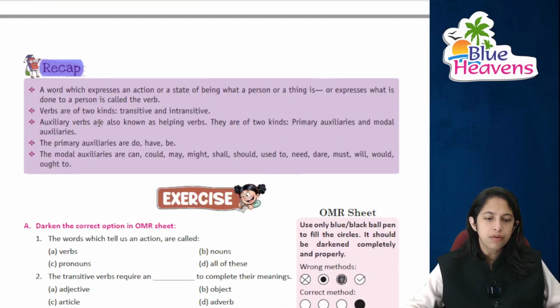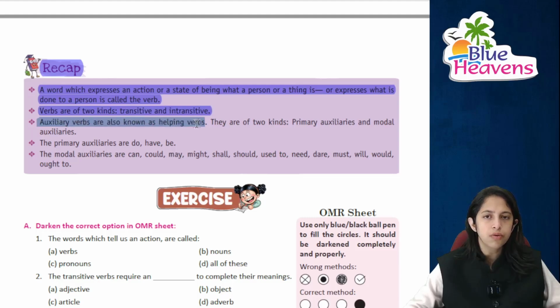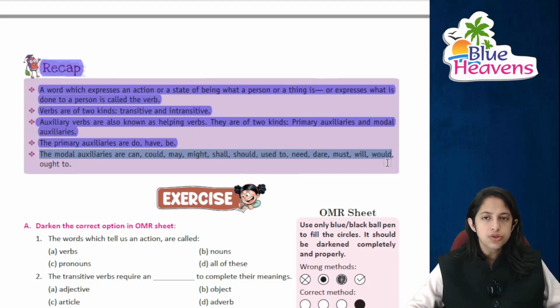Moving on to the short recap. A word which expresses an action or state of being, what a person or thing is doing, or that expresses what is done to a person, इसको हम बोलते हैं verb. Verbs दो kind की होती हैं, transitive and intransitive. Auxiliary verbs को helping verbs भी बोलते हैं. There are two kinds: primary auxiliaries and modal auxiliaries. Primary auxiliaries are do, have, be, right. Modal auxiliaries are could, can, shall, should, used to, dare, must, will, would, ought to, right.